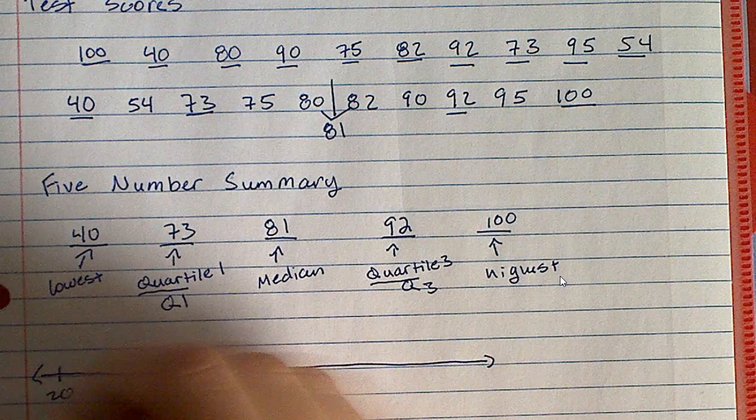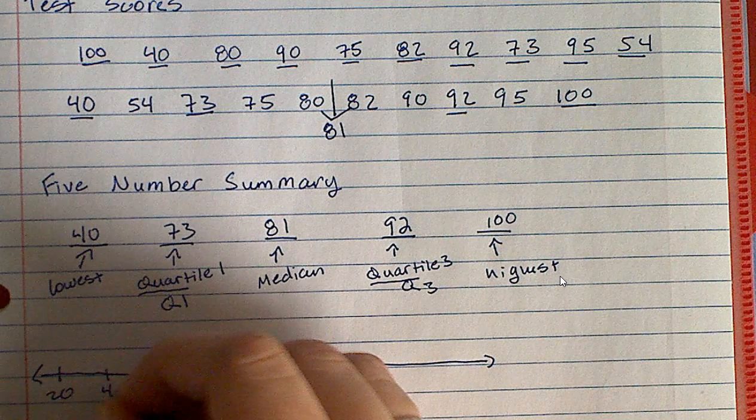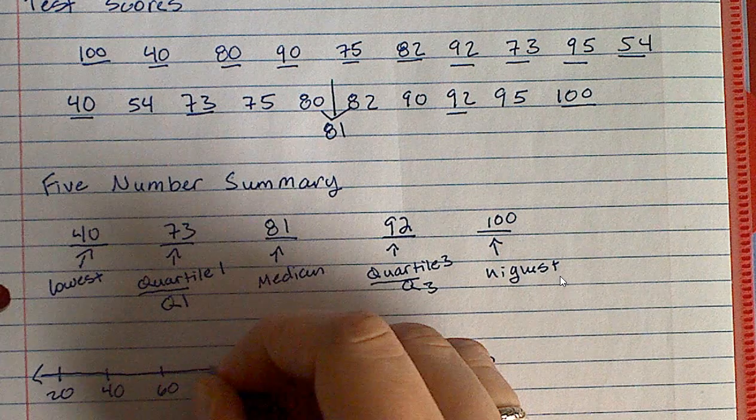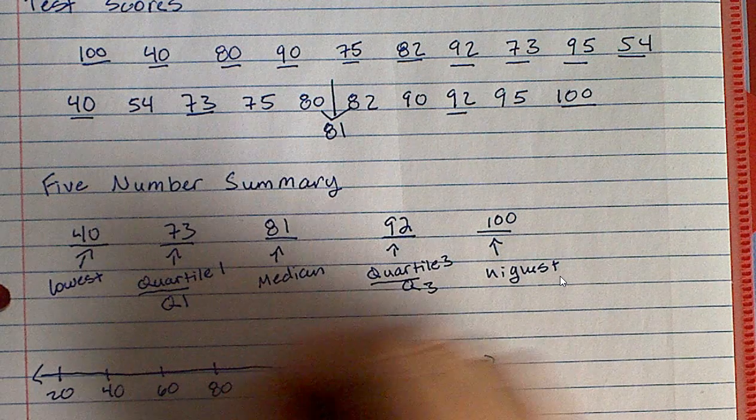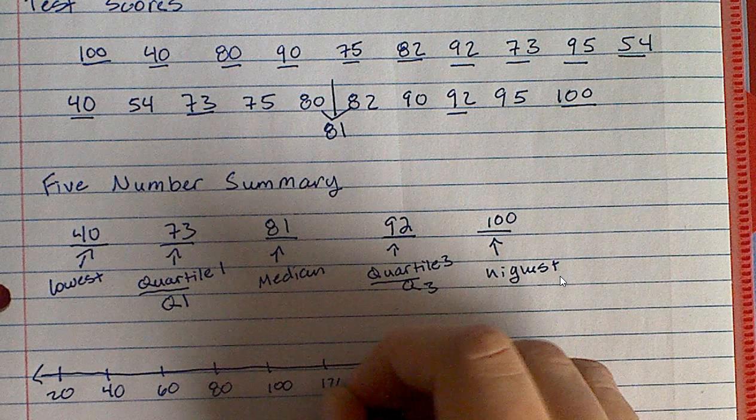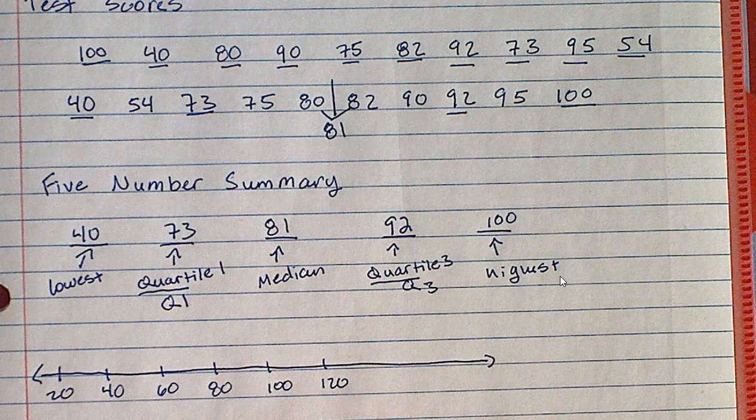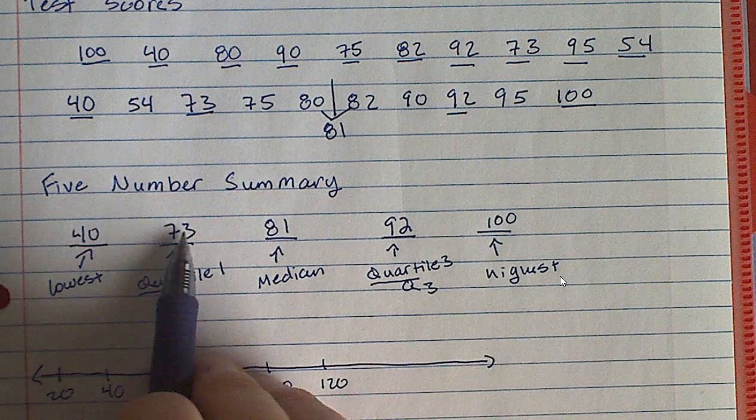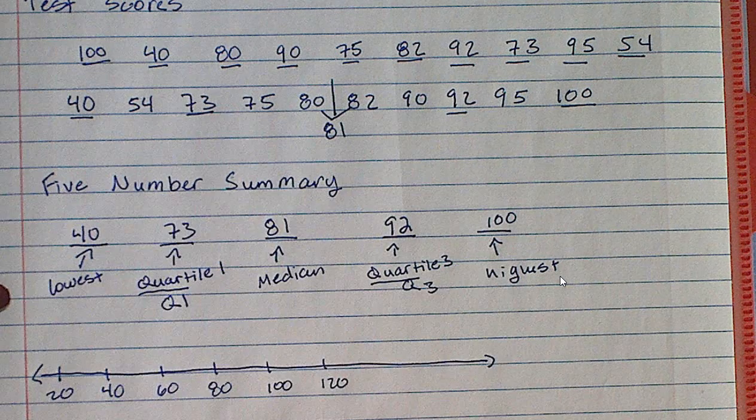So I'm going to go 20, 40, 60, 80, 100, and then I'm going to go a little bit higher. I'm going to go to 120. I'm going to make a line at each of these 5 numbers. So I'm going to make a line at 40.